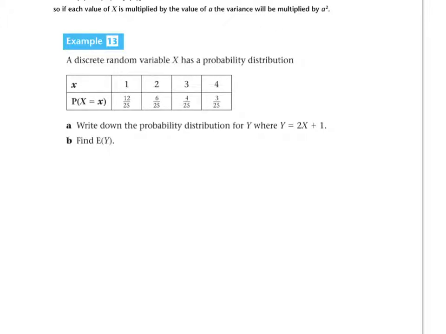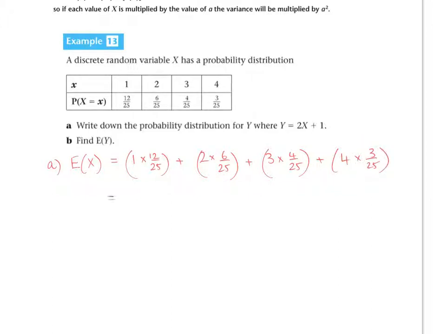Right, we can apply the rule. First of all, we can find out what E of x is, so the expected value of x, which will be 1 times 12 over 25 plus 2 times 6 over 25 plus 3 times 4 over 25, and the final one 4 times 3 over 25. So what we've got there are 4 lots of 12 over 25.